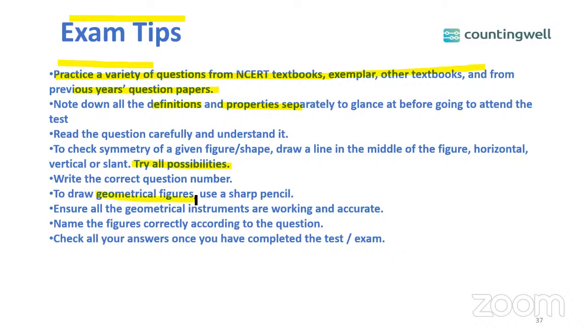Also, while drawing the geometric figures, use a sharp pencil and ensure all the geometric instruments like ruler, compass, protractor, all are working fine and accurate. Especially the hinge of the compass should be tight enough so that it doesn't move once you measure the length using the ruler. Also, make sure that the names of the figures are according to the question. For example, if angle CAB is given, then A is the vertex of that angle.